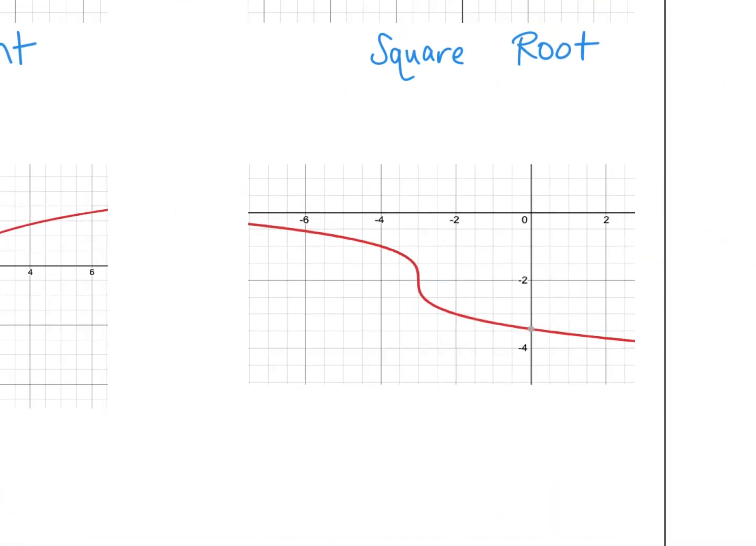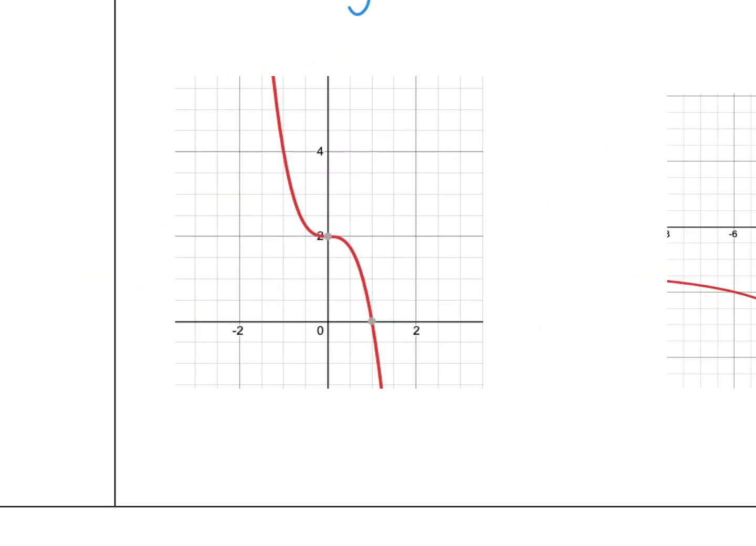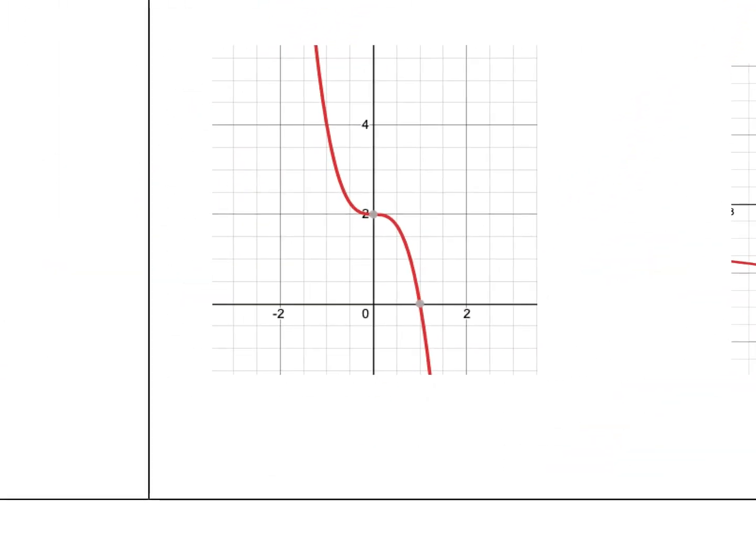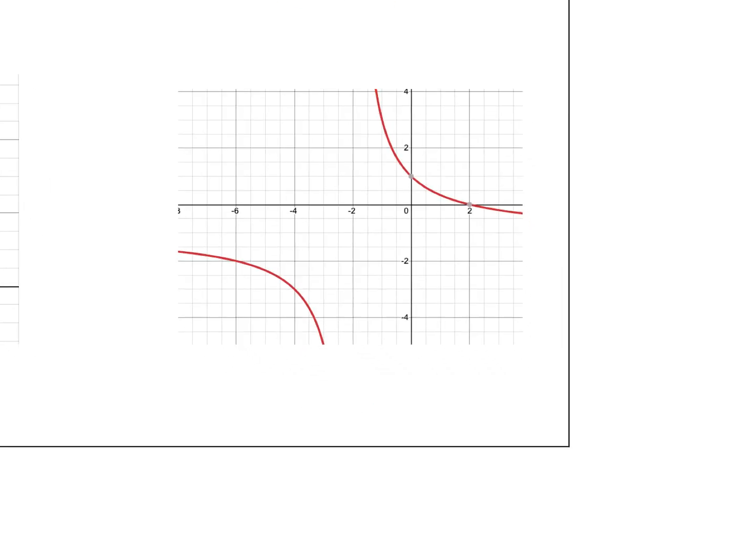Travis, what'd you get for this one? Cube root, good deal. Horizontal squiggle. Mel, what'd you get for this one? Cubic, good. Okay, vertical squiggle. Zoe's already gone. Brooke, what'd you get for this one? Rational, good. Rational. Okay, how many of you guys were 8 for 8 on that page?